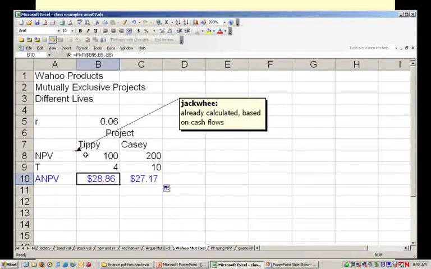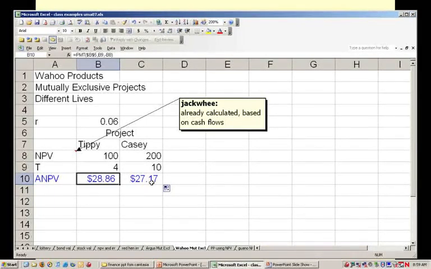Okay, now let's look at the interpretation of the annualized net present values for Tippy and Casey. The ANPV for Tippy is $28.86, which means that that project generates that amount of money, $28.86 per year for 4 years in present value terms.